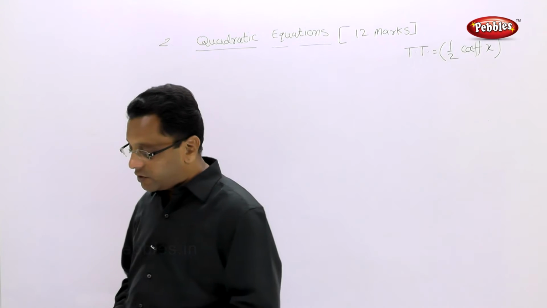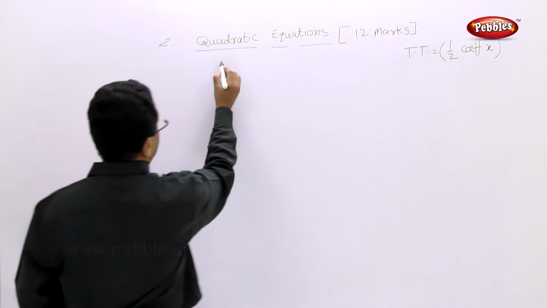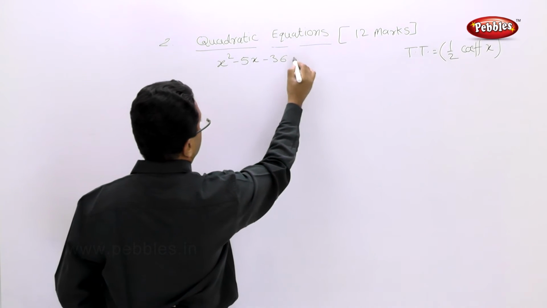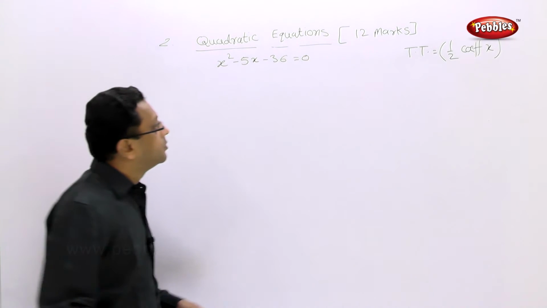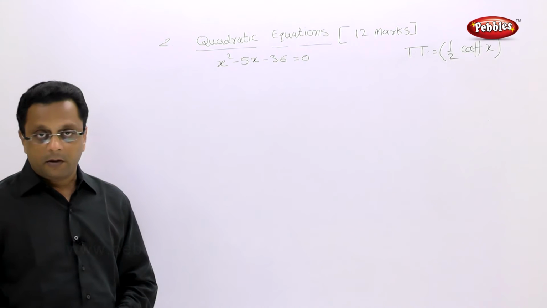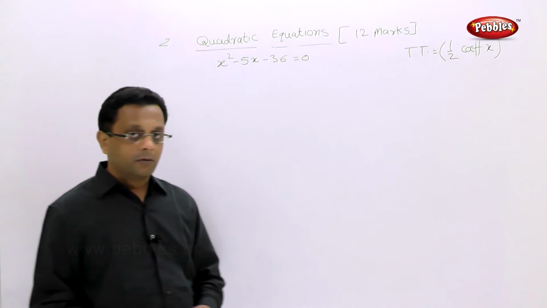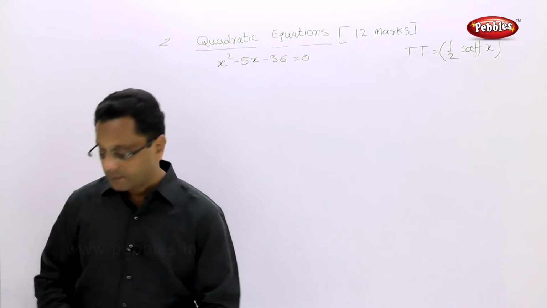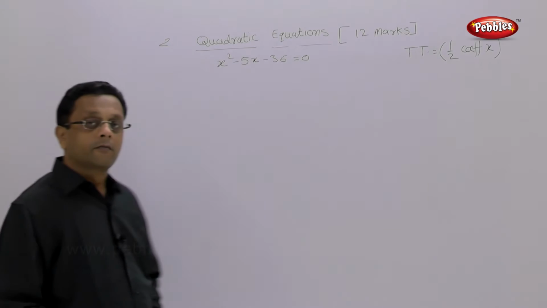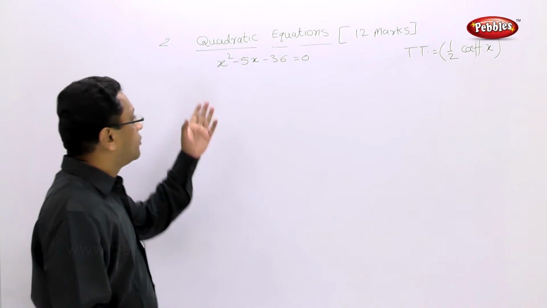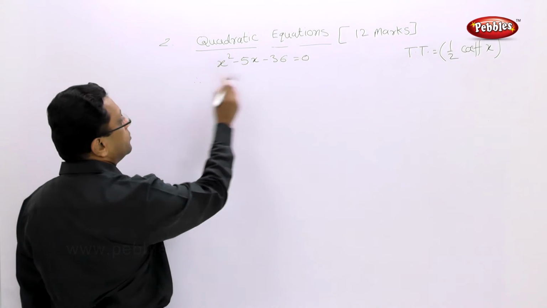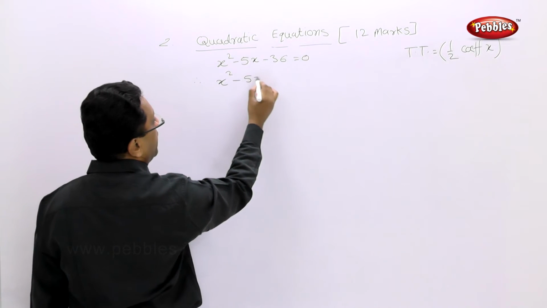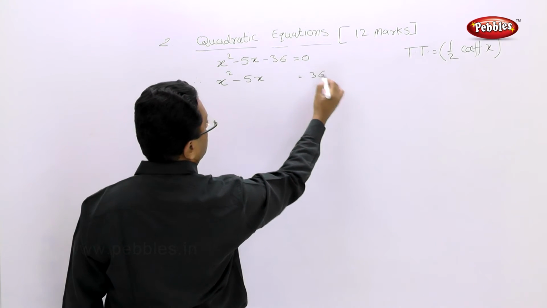It is x square minus 5x minus 36 equal to 0. Okay, pause the video and solve this. Try it yourself. Let's do it here. First step, take 36 there. So x square minus 5x is equal to 36.